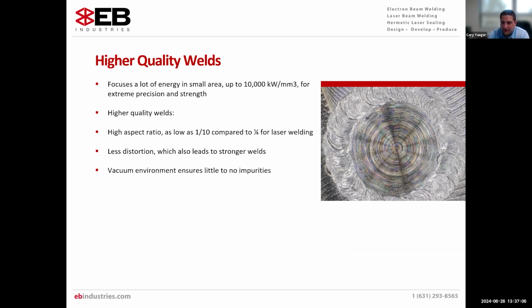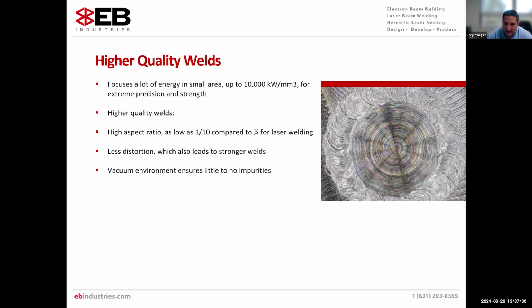The ratio of width to depth can be as low as 1 to 10 compared to 1 to 4 for laser welding. This is because electron beams can be focused more intensely in a small area, so they're capable of heating sections of metal a lot faster than TIG welding can. Since the beam can be applied for a shorter amount of time, there's less time for heat to spread through the material. This means that the weld will have less distortion and a smaller heat-affected zone.